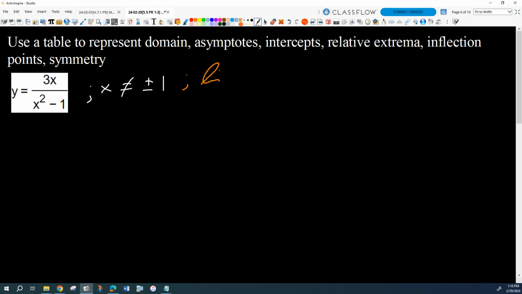The limit of 3x over x squared minus 1 as x approaches plus or minus infinity is what? It's zero, because it's bigger on the bottom, right? It's infinitely bigger on the bottom. That makes so much sense. And we could use L'Hopital's rule if we want to, but we don't need to, right? No, we don't need the hospital. Okay, good. We got lots already.